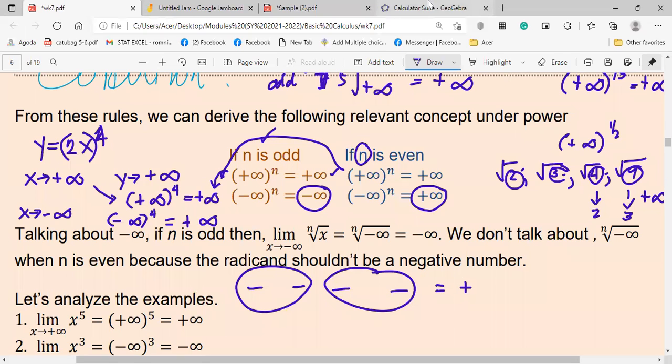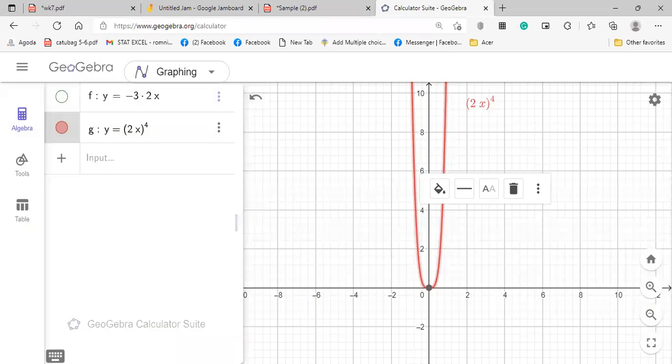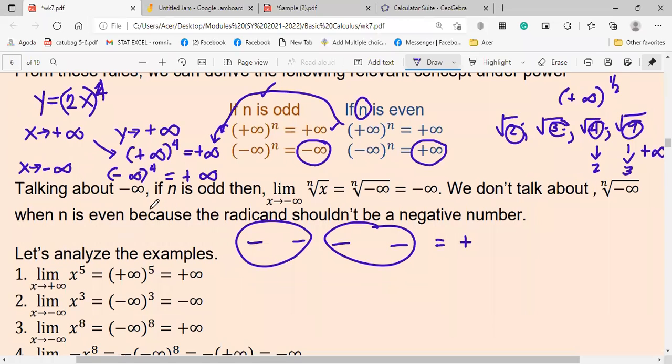Kaya nga, the graph can also satisfy what the theorem tries to tell you. Okay? So yan. Saan tayo magiging careful? Kapag ang n ay isang odd. So for example, when you're going to raise negative infinity to 101, and dahil odd number ang 101, the answer is still negative infinity. And all other rules na, kasi lahat na magiging positive infinity eh.